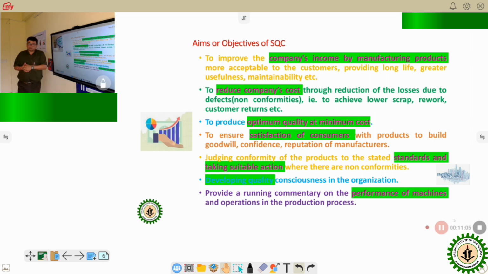Companies' income by manufacturing products on a large scale has to be maintained. The second one is the reduction of the company's cost. This is the most important parameter because most companies want reduction in cost and maximization of production. The next one, while doing these two, profit maximization and reduction in the company's cost, is that we apply the steps involved in statistical quality control to get optimum quality at a minimal cost.